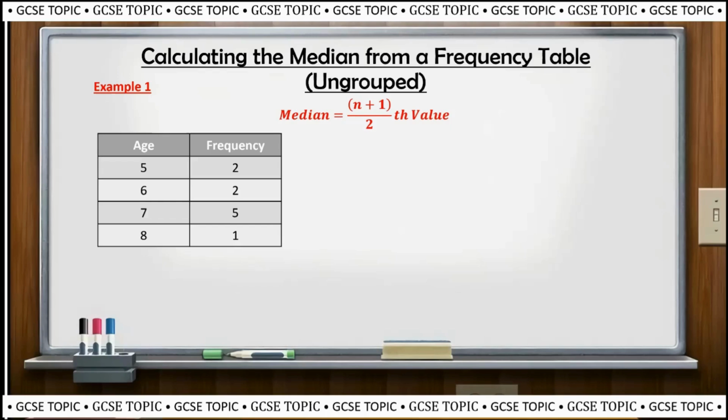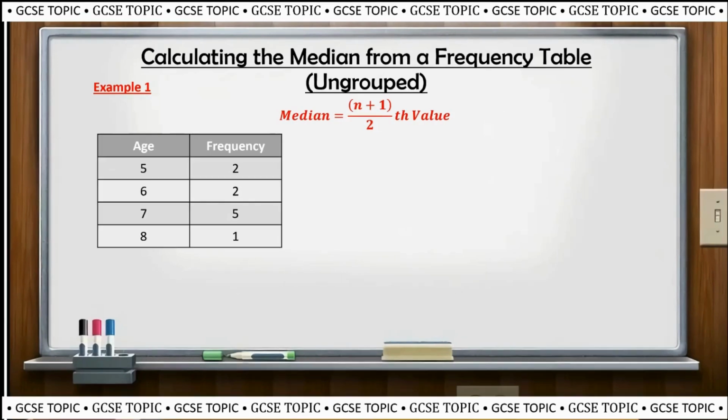In order to help us utilize this formula, we have to calculate the cumulative frequency. So let's look at example 1. We can see that the subject in this question is age, and the frequency column tells us how many individuals we have that are of that age. So in this example, there are 2 people who are age 5, 2 people who are age 6, 5 people who are age 7, and 1 person who is age 8.